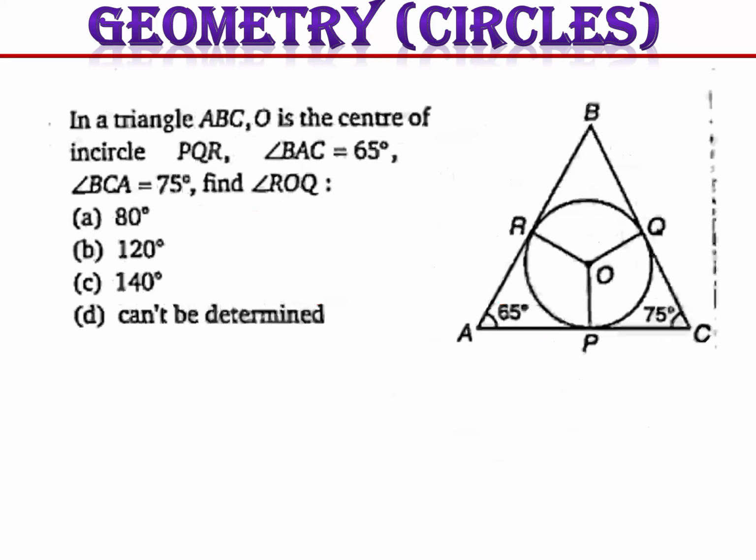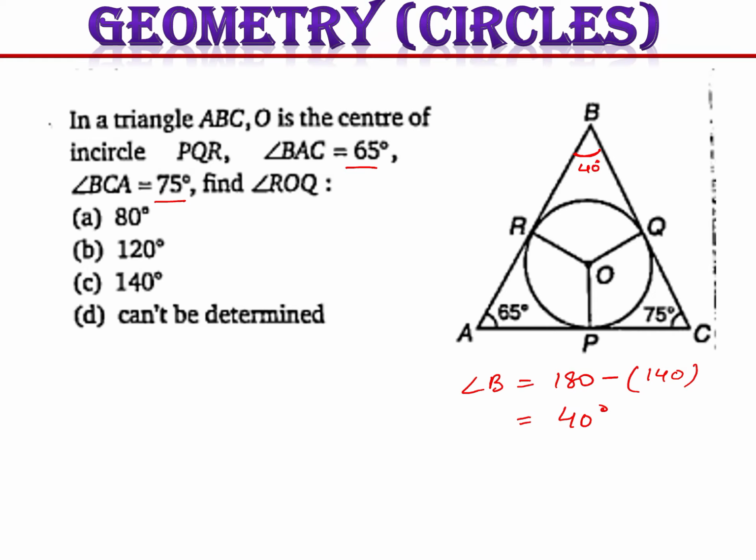So we have the next question now. In a triangle ABC, O is the center of the incircle. Angle BAC is 65, angle BCA is 75. Now first of all, let me consider triangle ABC. In triangle ABC, if I am given the two angles, I can find angle B, right? Angle B will be equal to 180 minus angle A minus angle C, and the sum of them will be 140. So that means that angle B is of measure 40 degrees.